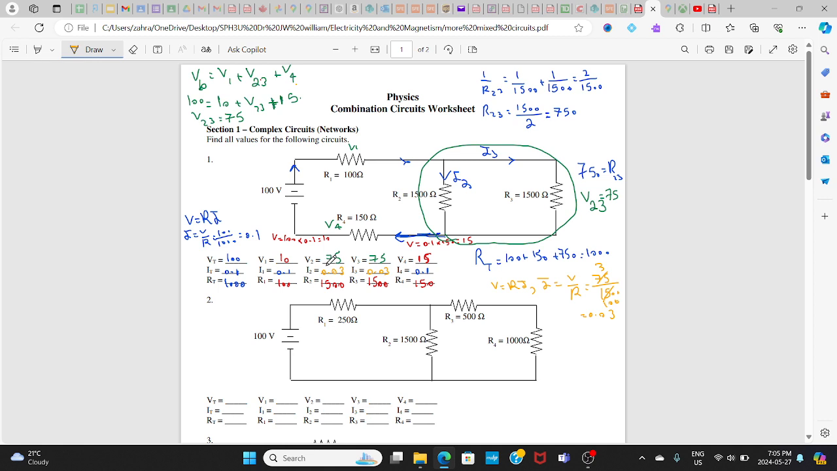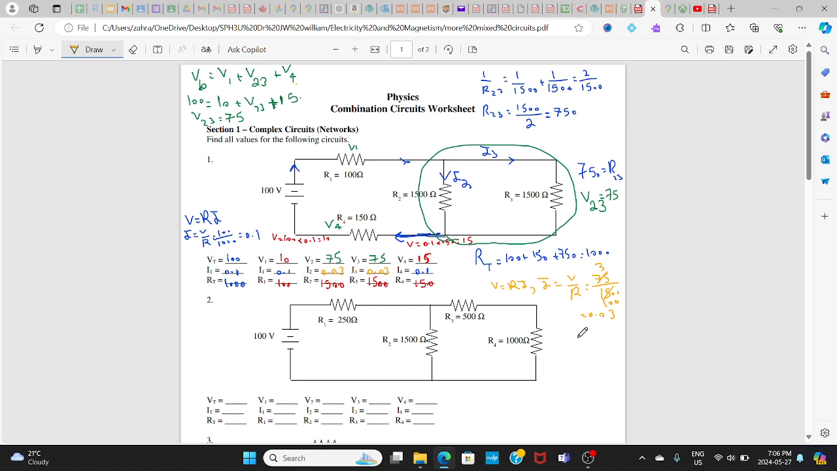Did I do it right? I just need to double check my I's. So the I total coming in should be the same as I3 plus I2. And perhaps they will have the same magnitude, right? Actually, I made a mistake here. I think I need to redo that.